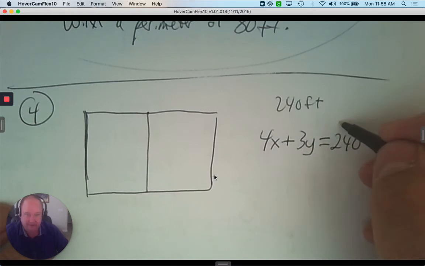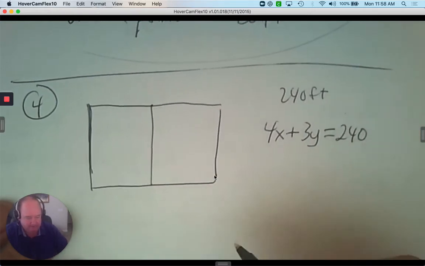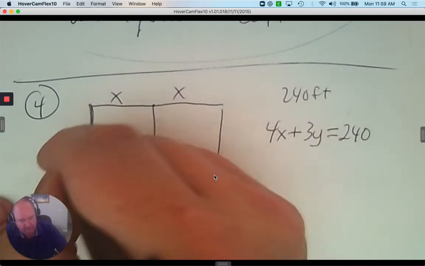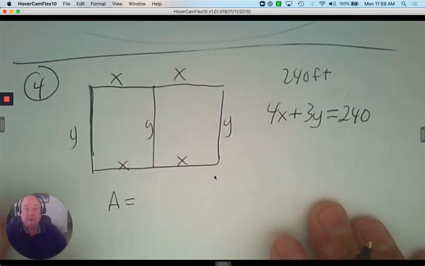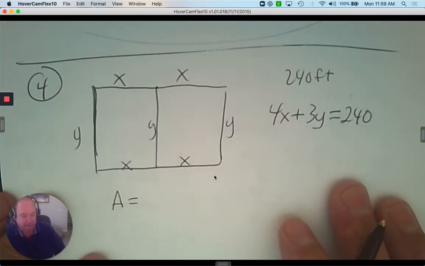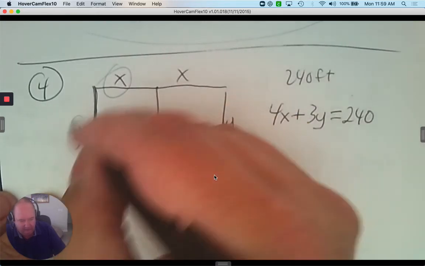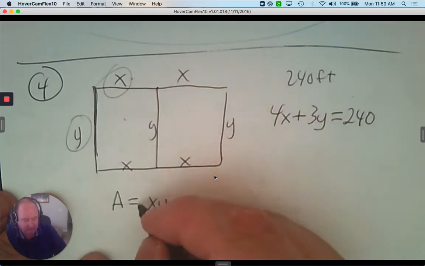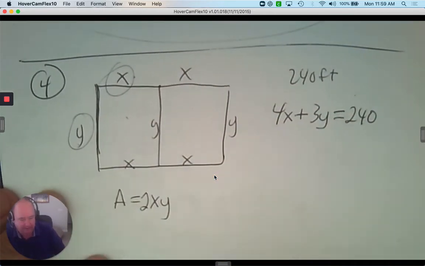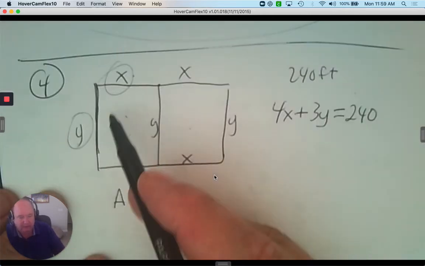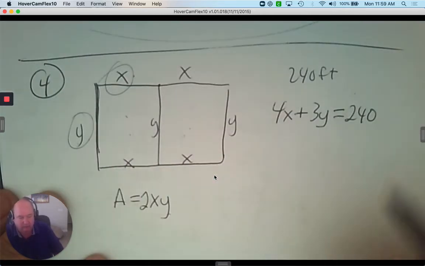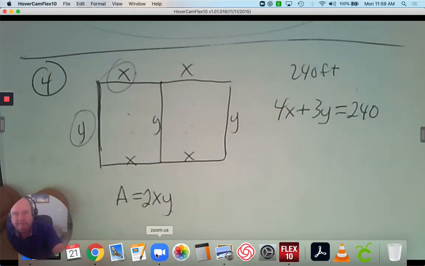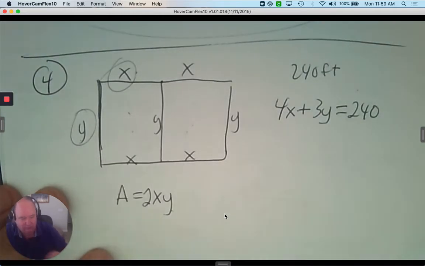That is your secondary. Now for your primary, that has to do with area. So if I want to know what the area of this is, each rectangle is X times Y for the area. So we have 2 rectangles. Each one is X times Y. So 2X times Y is the area for both of them. So one rectangle is X times Y, and we have 2 of them. So it's 2X times Y. Our goal is to maximize that area. What dimensions for X and Y?